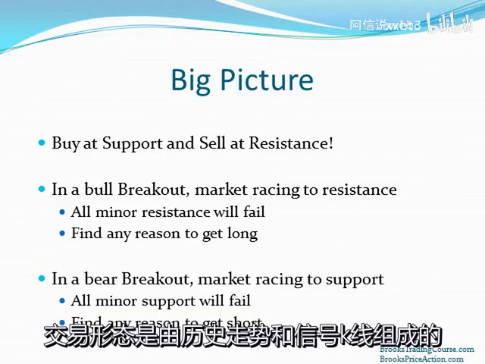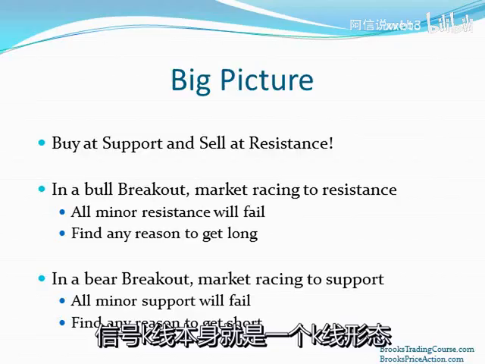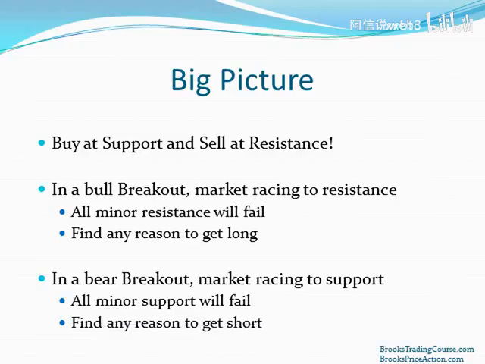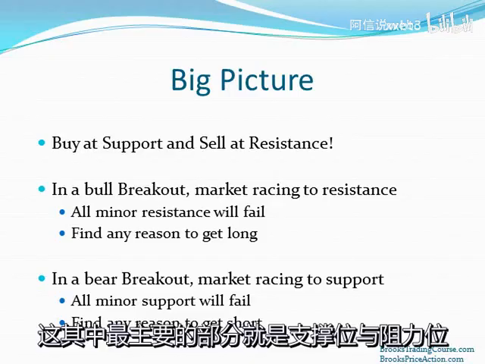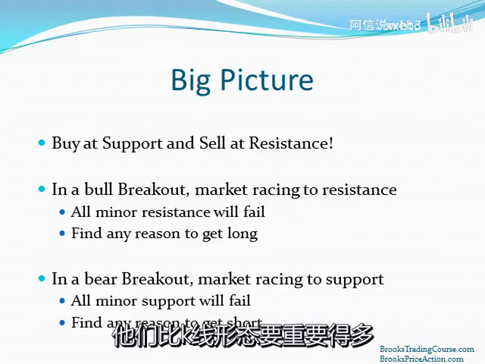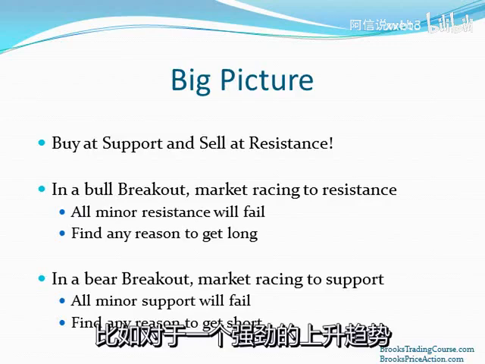A signal is made of both context and a signal bar. So a setup is made of context and a signal bar. The signal bar is the little candlestick pattern at the end. The context is what all the bars to the left show, and that includes mostly support and resistance, and it's far more important than the candlestick pattern.